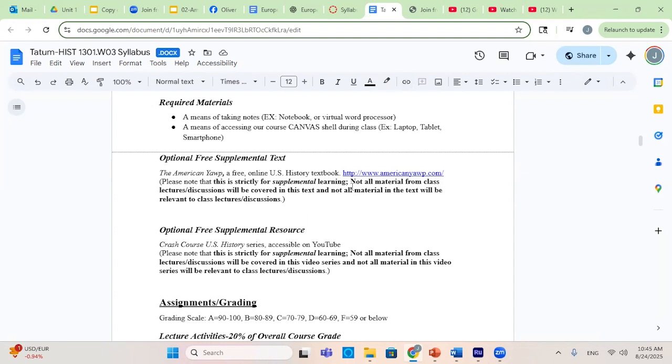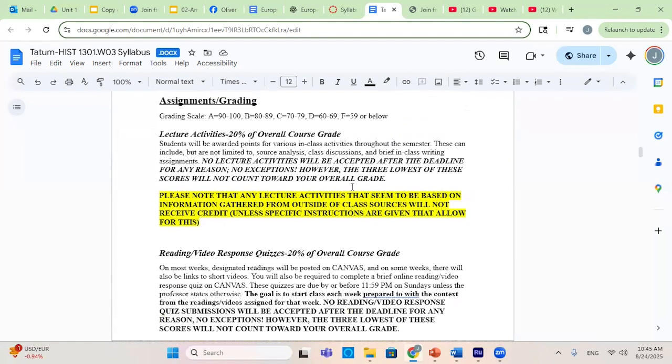All right, let's cover grading here. Pretty straightforward. A's are 90 to 100, B's 80 to 89, C's 70 to 79, D's 60 to 69, F's 59 or below. That's going to be standard throughout the university for all the classes you take.